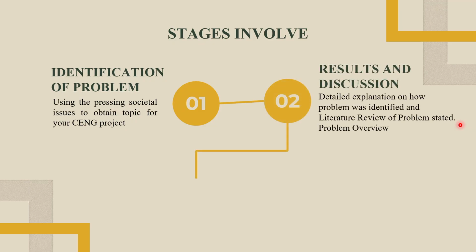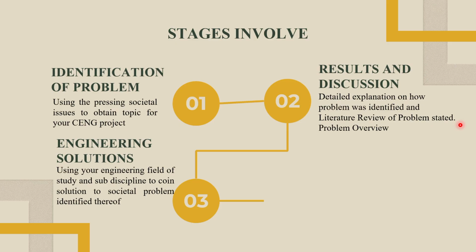Now, also it entails the results and discussion stage. This is a detailed explanation of how the problem was identified and the literature review of the problem stated. Also, it talks about the problem overview. The results and discussion is basically going to talk about how you identified the problem. What are some of the things you did? Did you share questionnaires? Did you do online quizzes? Did you go out to speak to people? What's the problem about? What are the causes of the problem? What are the effects of the problem? What's the nature of the problem you've identified?